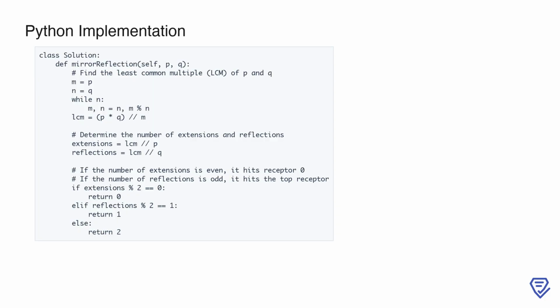The code starts by finding the LCM of P and Q using the greatest common divisor, GCD, method. This involves a loop where the GCD is calculated iteratively. Once the LCM is determined, the number of extensions, horizontal movements, and reflections, vertical movements, are calculated by dividing the LCM by P and Q, respectively. The solution then evaluates the parity of these counts.